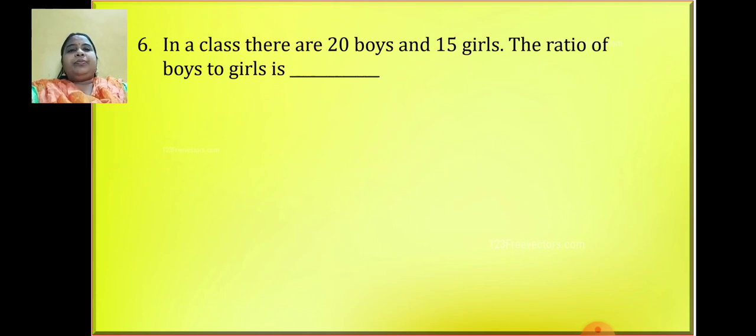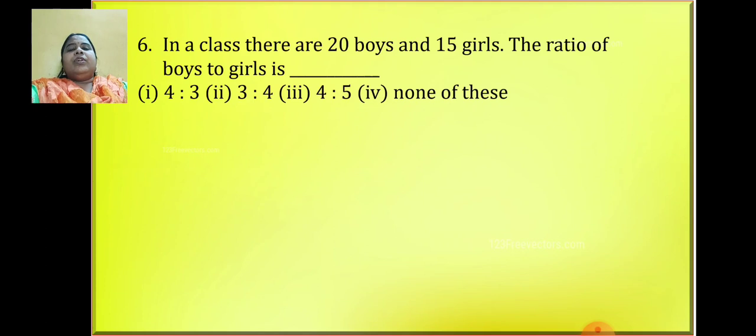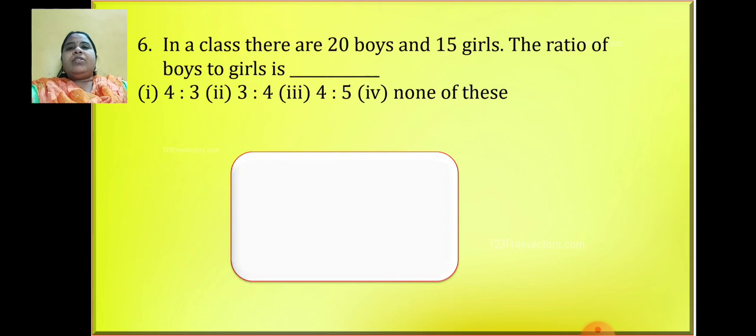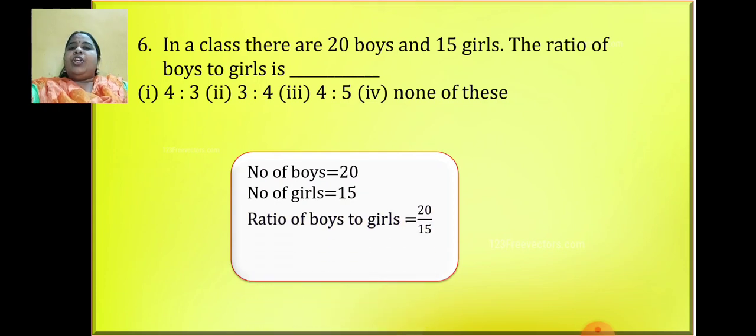Let's read the question. In a class there are 20 boys and 15 girls. The ratio of boys to girls is dash. Options are 4:3, 3:4, 4:5, none of these. Now when I want to take the ratio, what will I do? I'll just divide these two numbers. Number of boys is 20, number of girls is 15. So the ratio of boys to girls is 20 by 15.